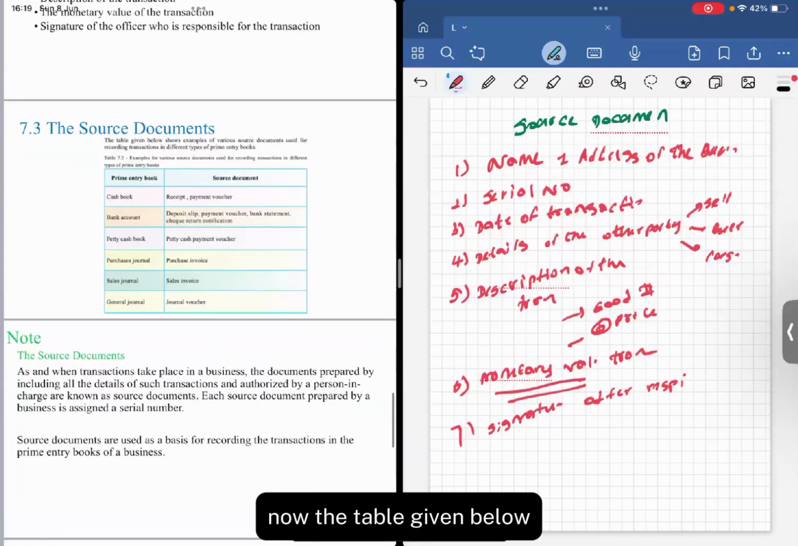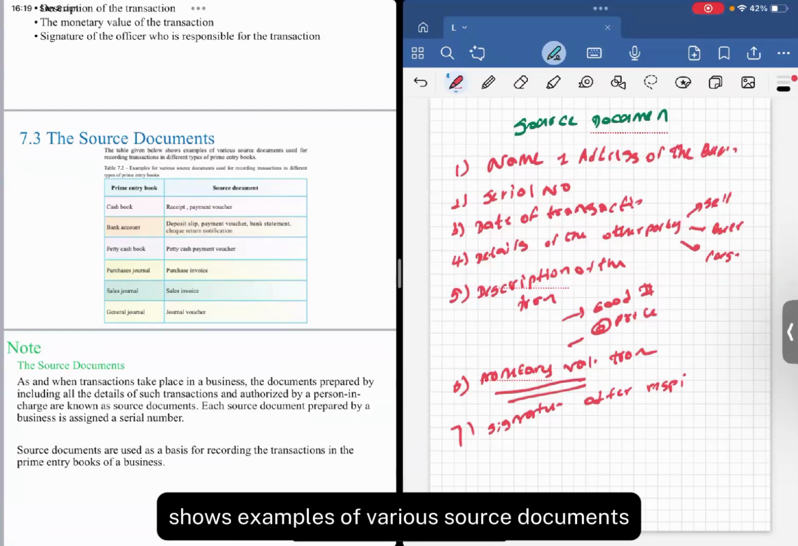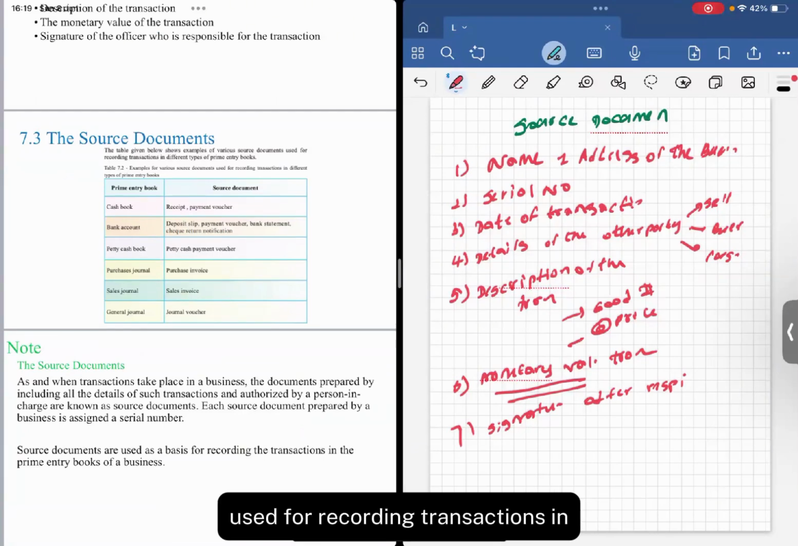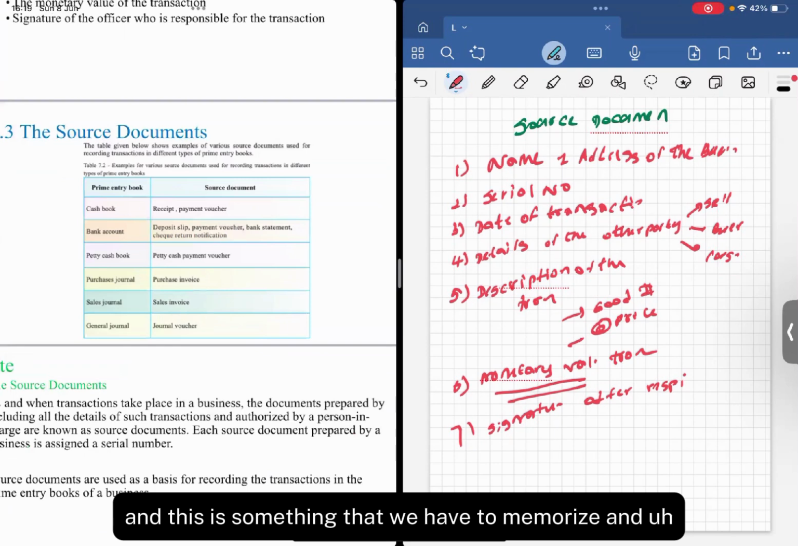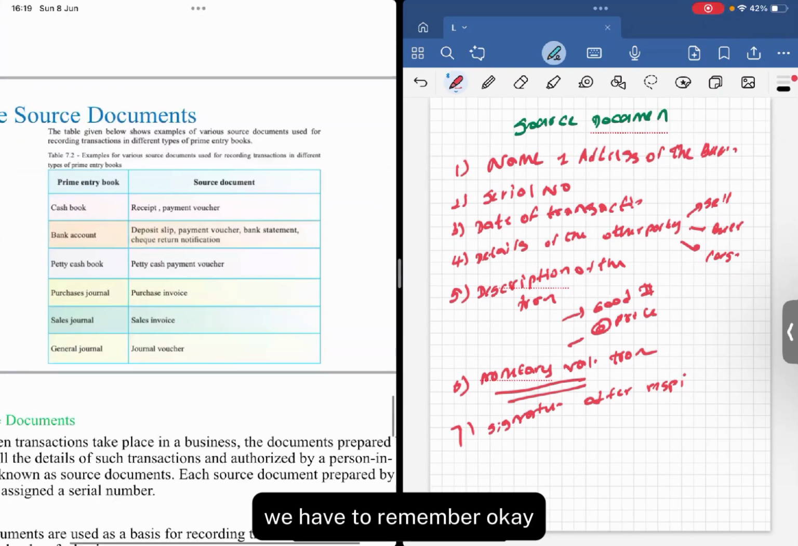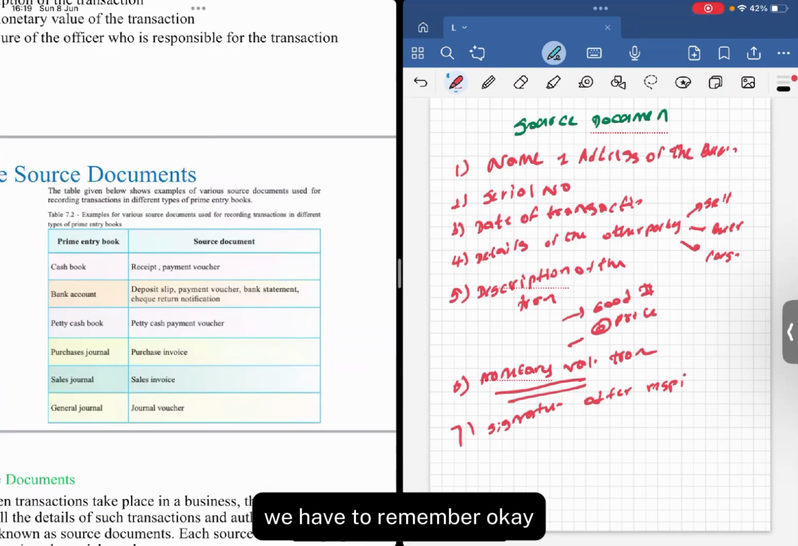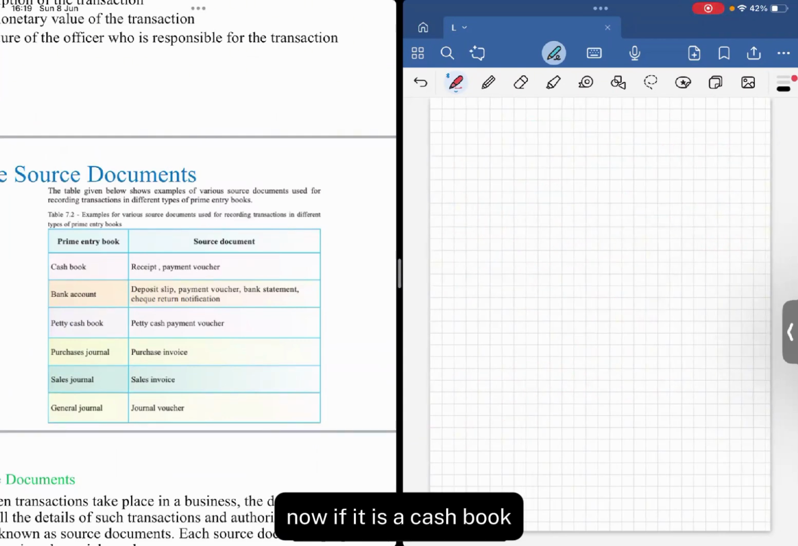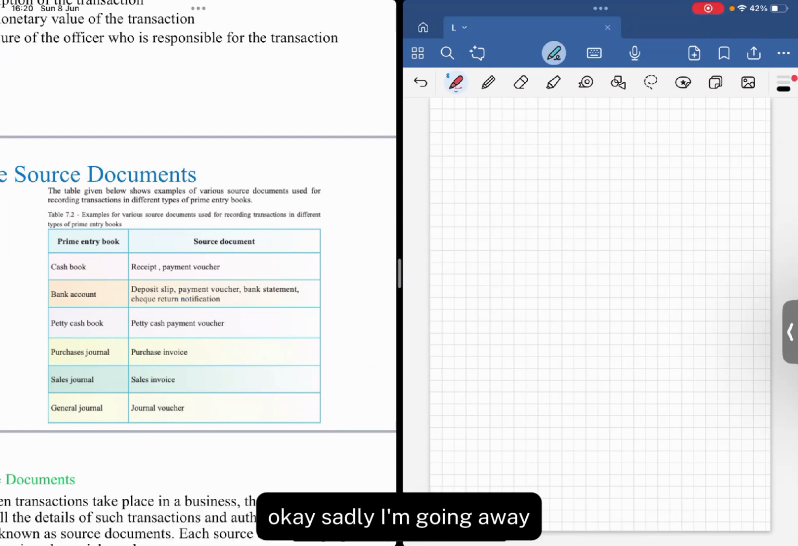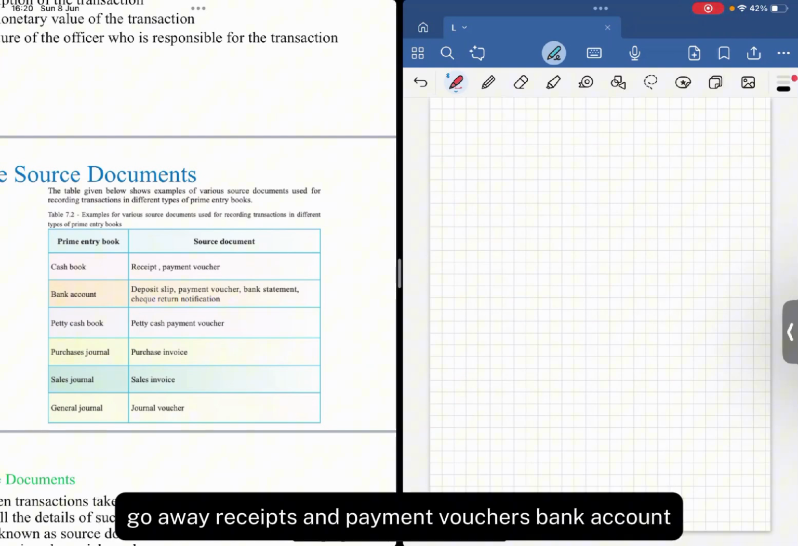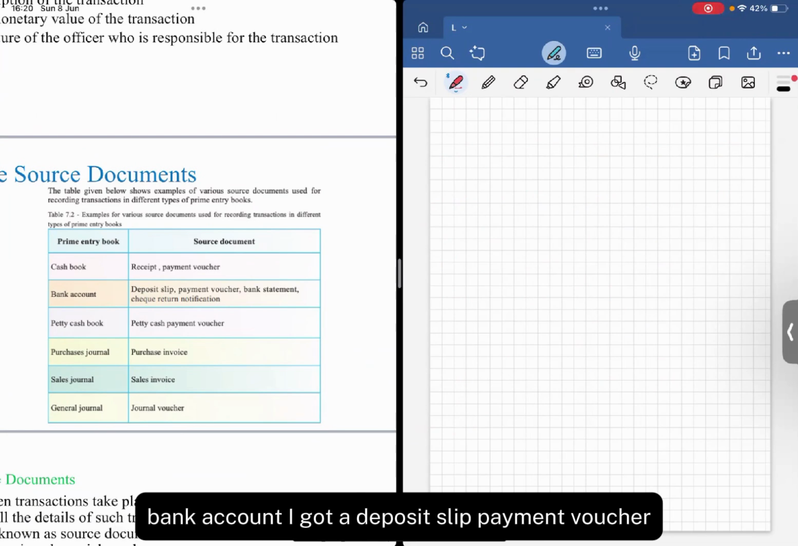Okay. Now, the table given below shows examples of various source documents used for recording transactions in different types of primary books. Now, this is something examinable, and this is something that we have to memorize and remember. If it is a cash book, source documents include receipts and payment vouchers. Bank account: deposit slip, payment voucher, bank statement, and check return notification.